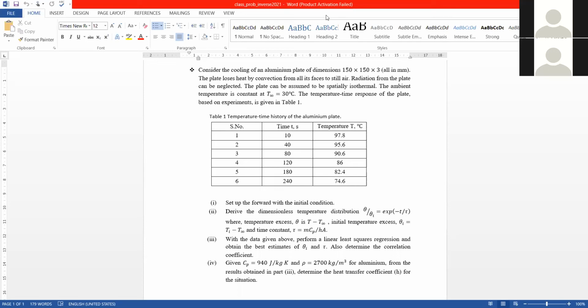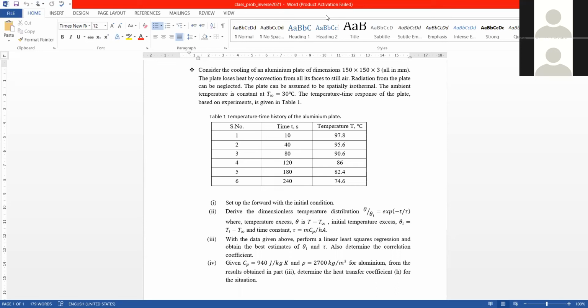And then finally, we are saying this material is aluminum. Cp 940, rho is 2700. And from this, get the heat transfer coefficient for the situation. Okay, this will be given to you. So you already know that theta by theta i is e to the power of minus t by tau.